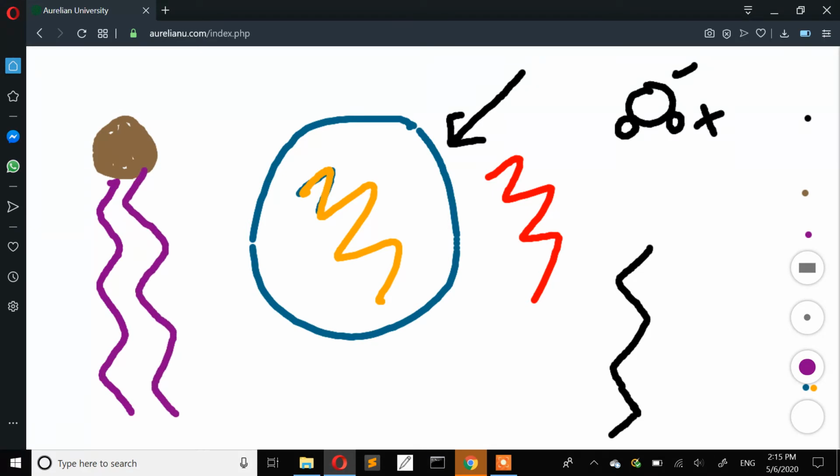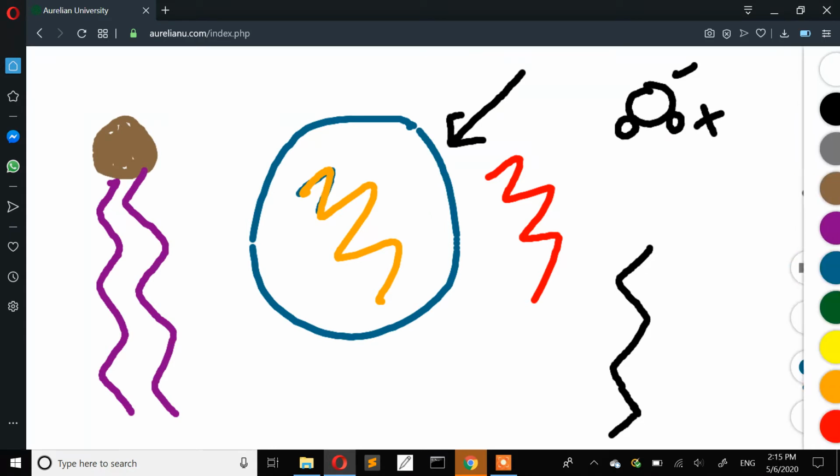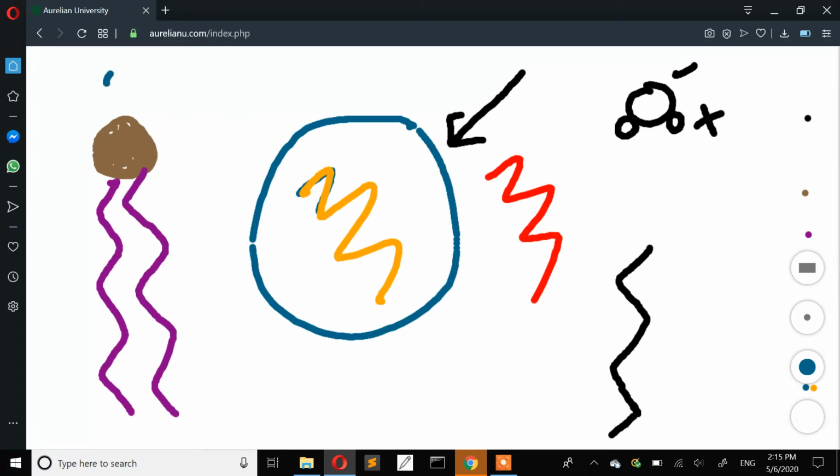And because water is a polar molecule, and polar molecules like to spend time around other polar molecules, we'll get water associating with the polar head, and we'll get other lipids associating with the tail. And this allows us to form essentially what is a membrane, this portion right here.